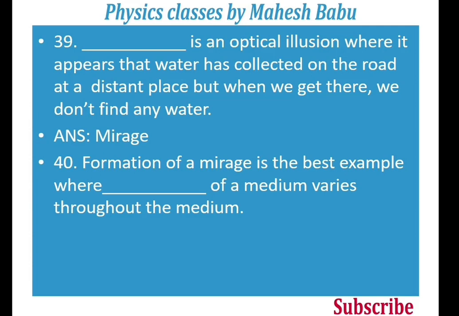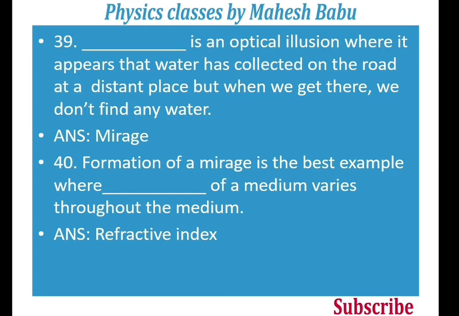Formation of a mirage is the best example where the refractive index of a medium varies throughout the medium. As we see, the temperature of the air at the ground is more. As we go to higher altitude, temperature is less, so the refractive index also changes. Higher altitude has more refractive index, and coming down, the refractive index decreases. So higher layers of air act as a denser medium and lower layers of air act as a rarer medium. So light continuously bends away from the normal and undergoes reflection in the air.